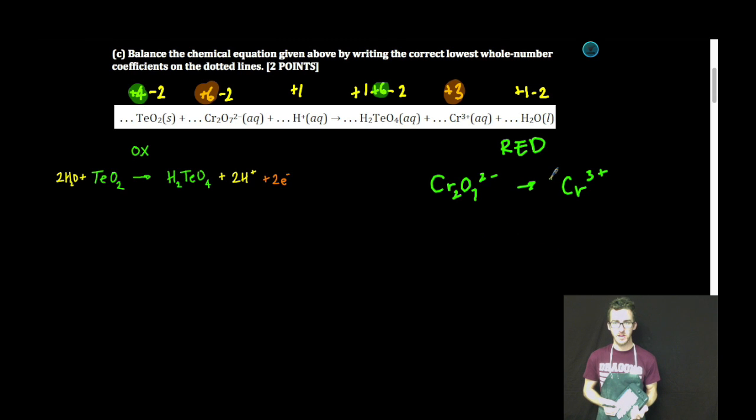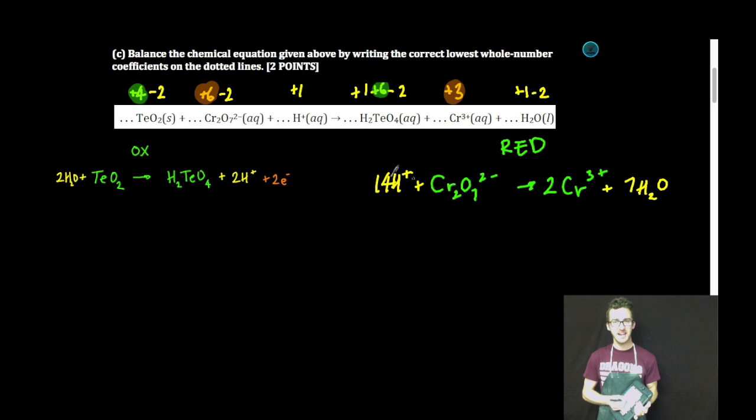To balance my chromium, I'm gonna add a 2 in front of that chromium 3 ion. To balance my oxygen, I'm gonna add 7 waters. To balance my hydrogen, I'm gonna add 14 hydrogen ions. Again, we're doing this because we're in acidic solution. So there's a bunch of free-floating hydrogen ions just ready to help us balance this out. Finally, let's balance for charge.